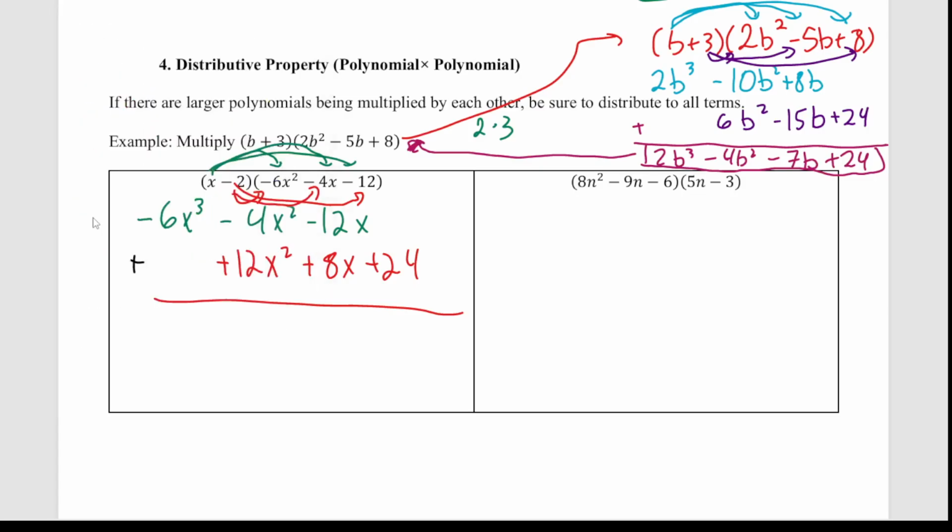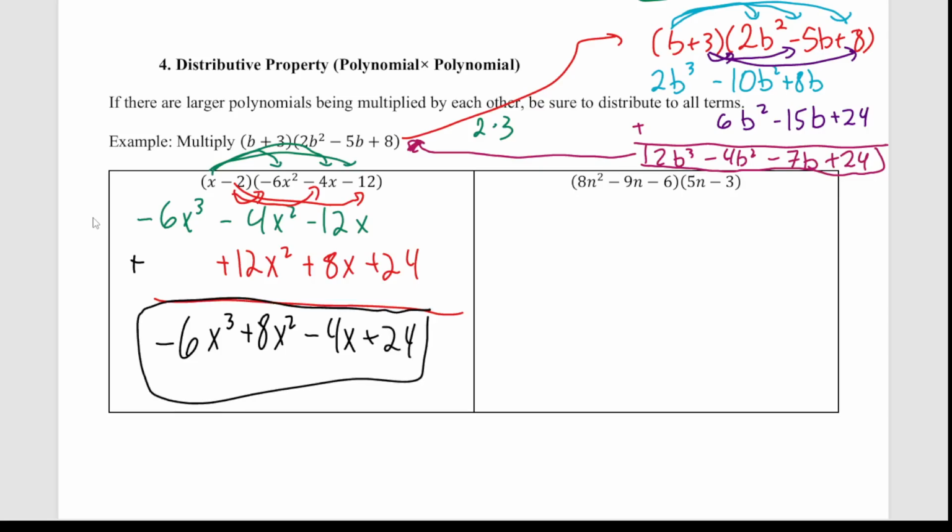So negative 6x cubed is already by itself. Negative 4x squared plus positive 12x squared is going to give us positive 8x squared. Negative 12x plus positive 8x will give us minus 4x, and then there's no other like terms with the 24, so it's going to drop straight down.